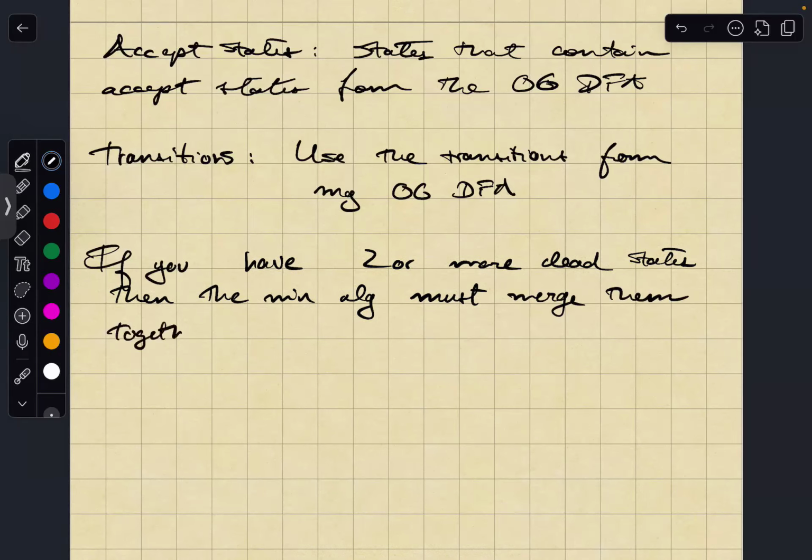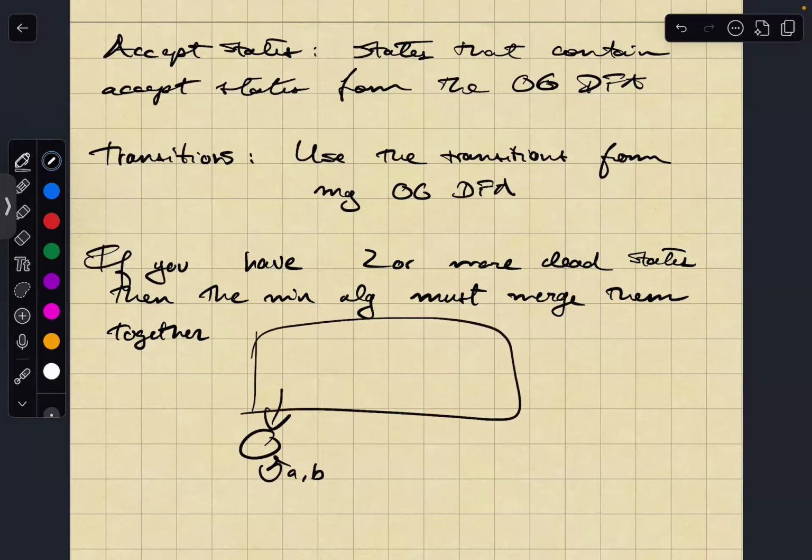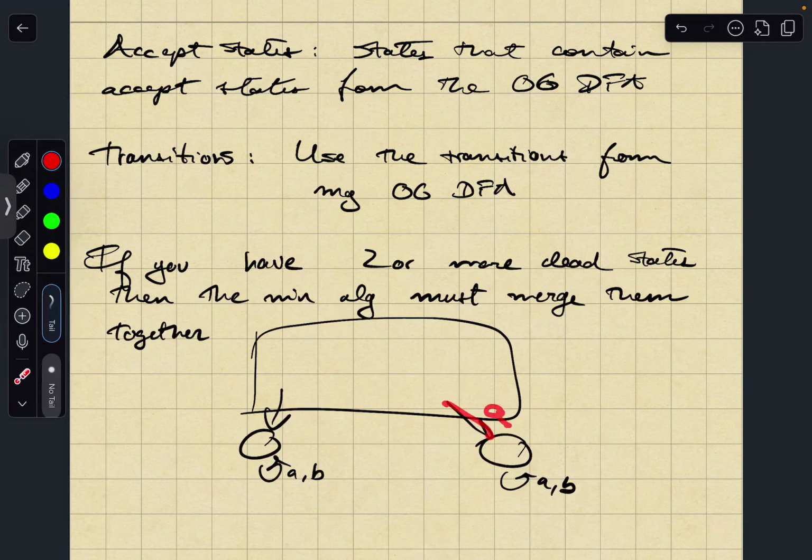Why? Because minimal DFAs are unique, just by definition of minimality. If you have two dead states, imagine somewhere in my DFA I'm doing this, and then somewhere else in my DFA I'm also doing this. I can just merge them together. Instead of going here with whatever letter you're reading, just go there, and I can immediately get rid of this state.